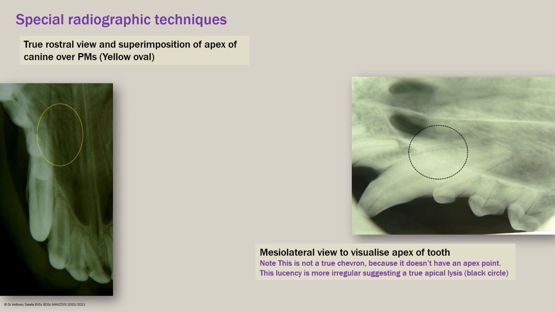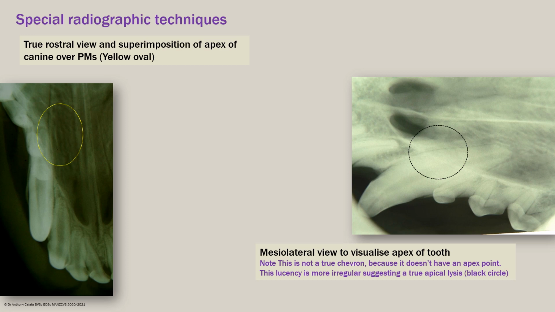If we look at the image on the right-hand side, we have tooth 204 superimposed over the nasal cavity with a mesiolateral view. So this view is a tube shift view. It allows us to push the apex over the nasal cavity to clearly visualize the apex of that tooth.